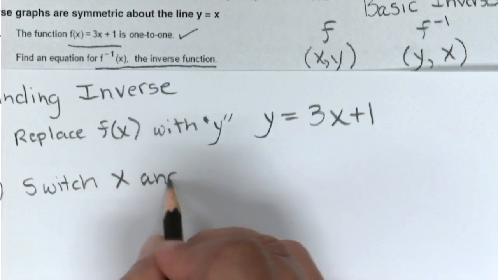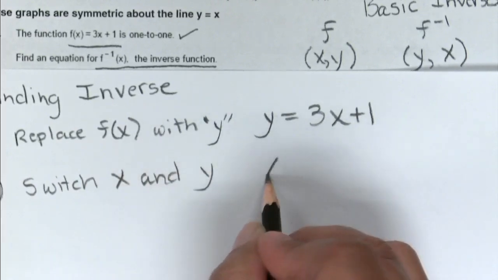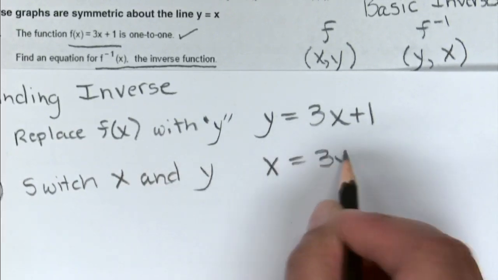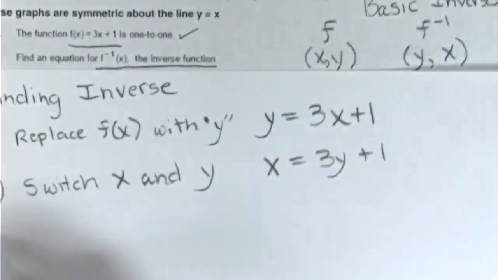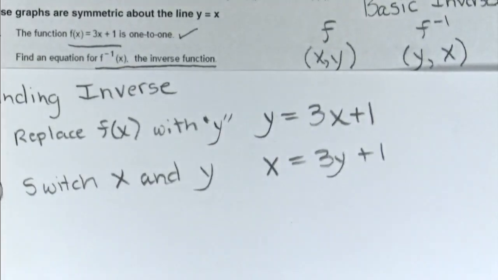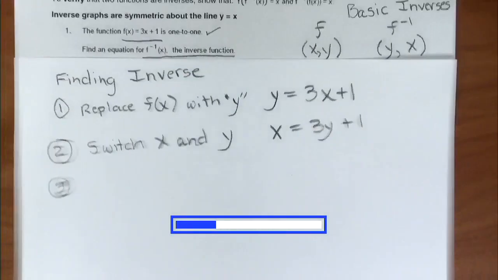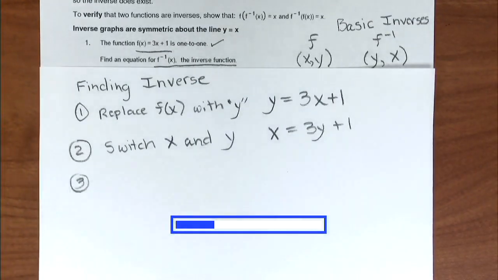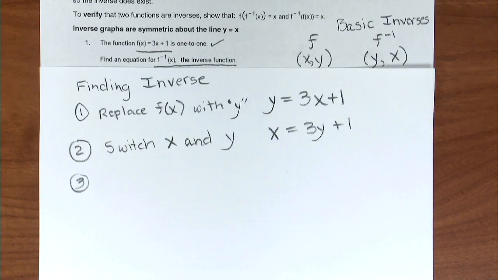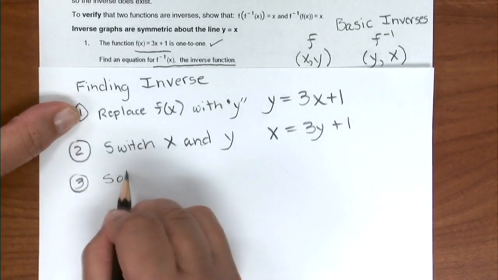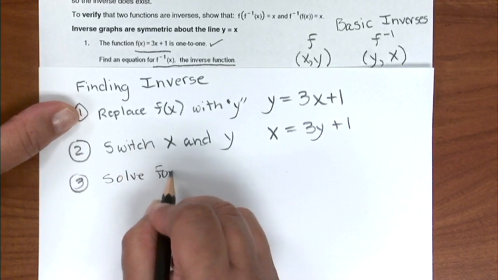Switch your x and your y. So I'm going to put an x here, and I'm going to put a y over here. Step 3. Okay, now you're going to actually go into the part where you find the inverse. You're going to solve for the brand new y that you just created, which is this guy here. It used to be an x, now it's a y, so I call it the brand new y. Solve for that y. Solve for the new y.